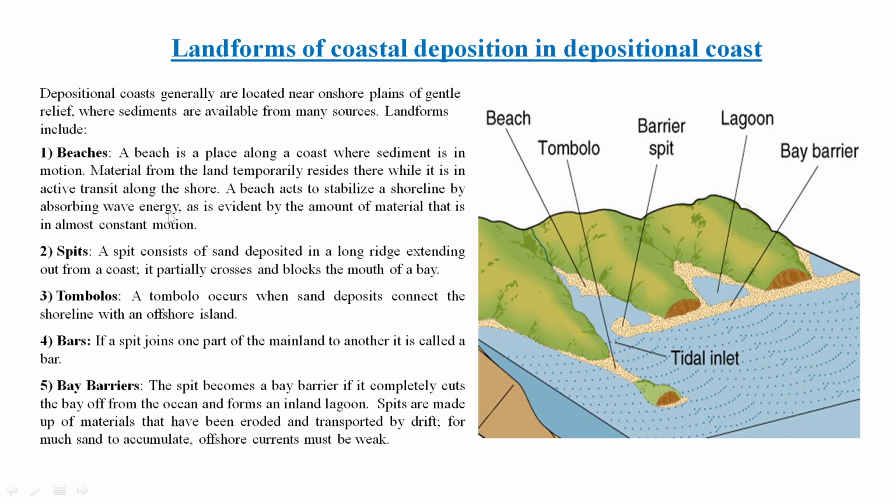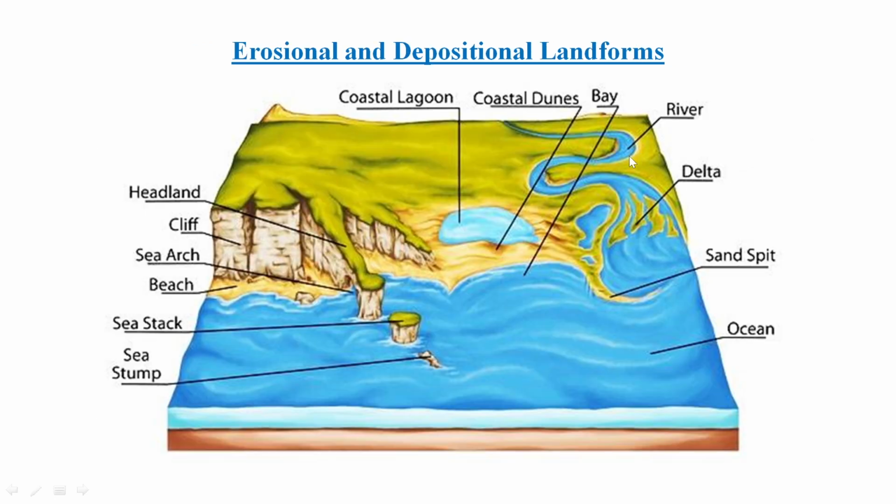Then you can also think of bay barriers. The spit becomes a bay barrier if it completely cuts the bay from the ocean. If this spit completely cuts the ocean water from the rest of the water, in that case it will become a bay barrier. No longer will it be treated as a spit, because in case of a spit there is still circulation of ocean water inside the bay region. In this case there will be a natural blockage through the formation of the bay barrier, resulting in the formation of lagoons.